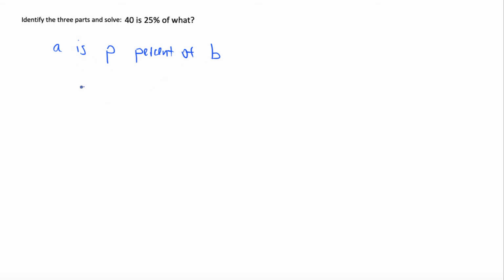And the equation that we use to solve is A equals P over 100 times B. Okay, so there's three variables here, right? We're always given two of them, so you're just going to have to find the third, right? So what do we got? Well, 40 is 25% of what? A is P percent of B.